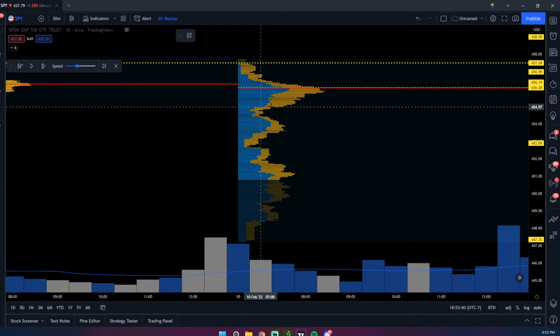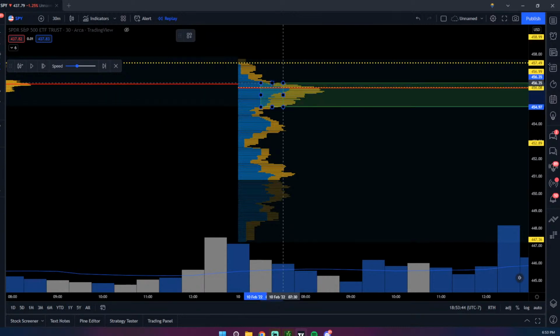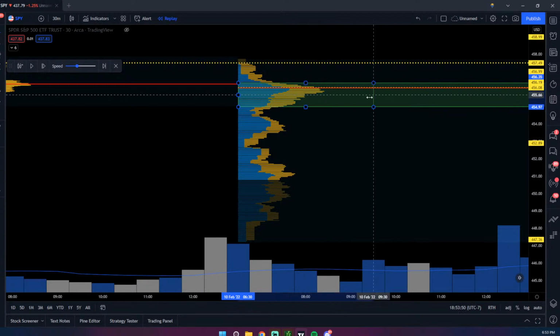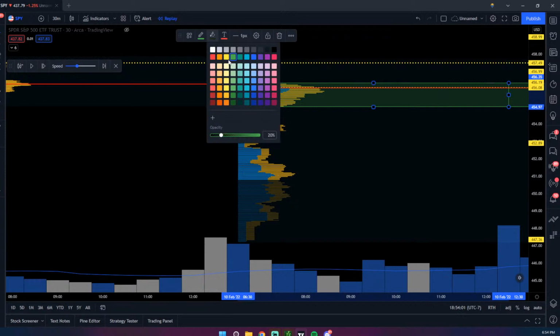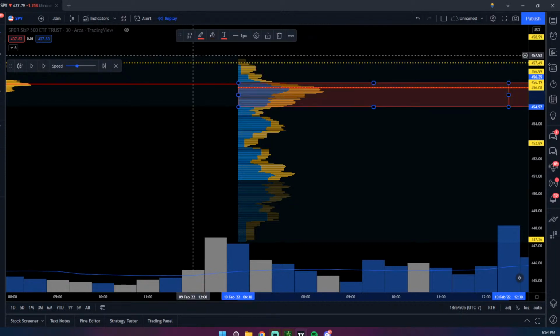So right about here to right about there. Hopefully that makes sense. It's a little bit hard to communicate, but this is going to be, you know, when we're below it, it's going to be a supply zone. If we're above it, it's going to be a demand zone.